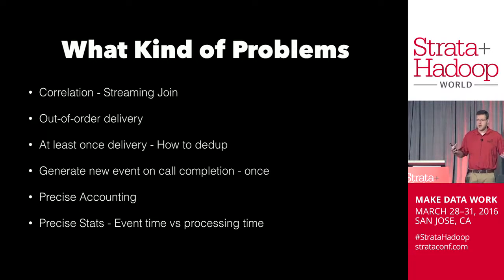So when I find the begin and the end and they match, I want to generate a new record, and I want to do that exactly once. I want precise accounting so I feel comfortable billing my customers and saying, yes, this is your bill. I want precise stats. And I want basically stats that have to do with event time, not processing time.